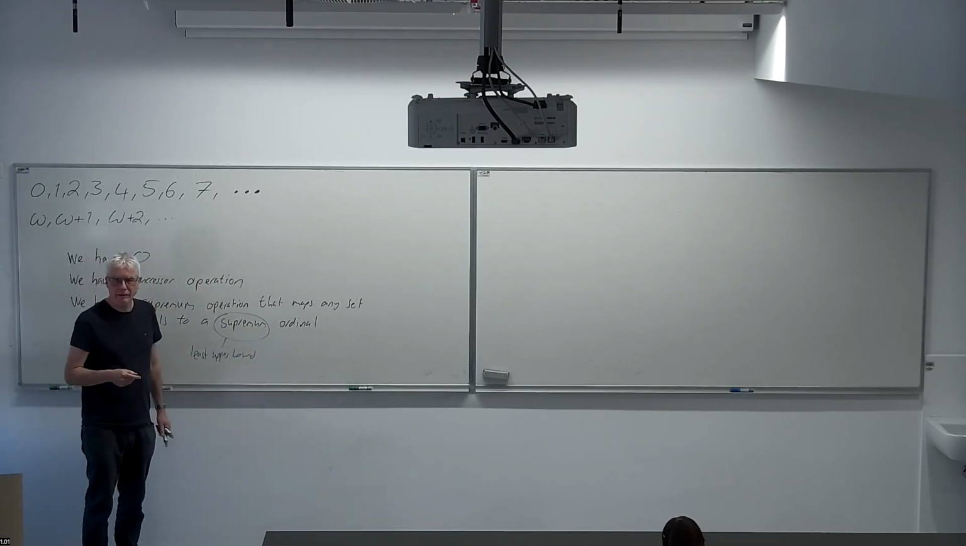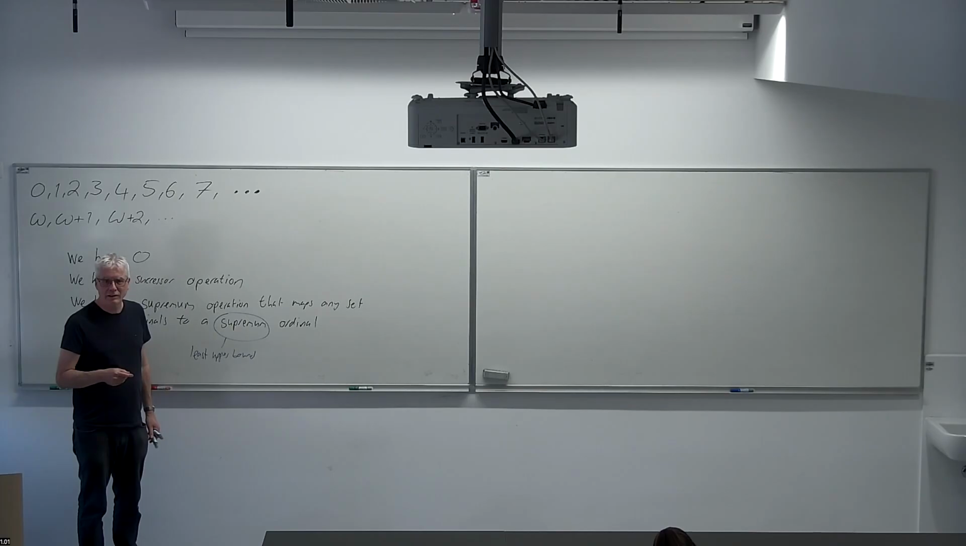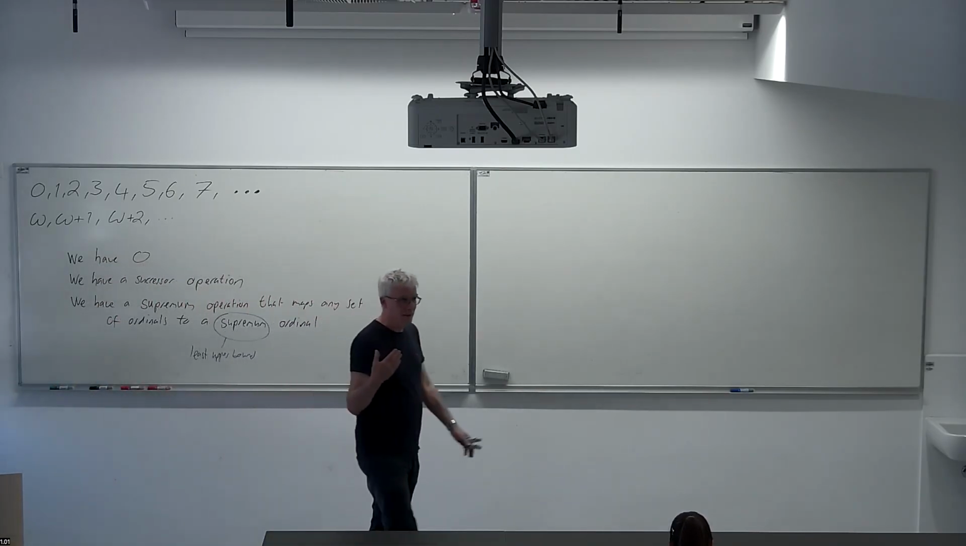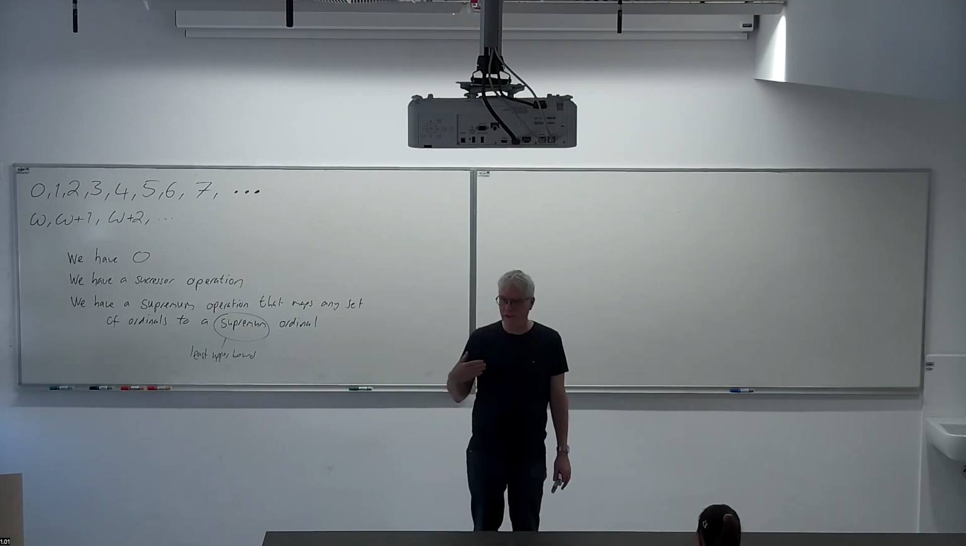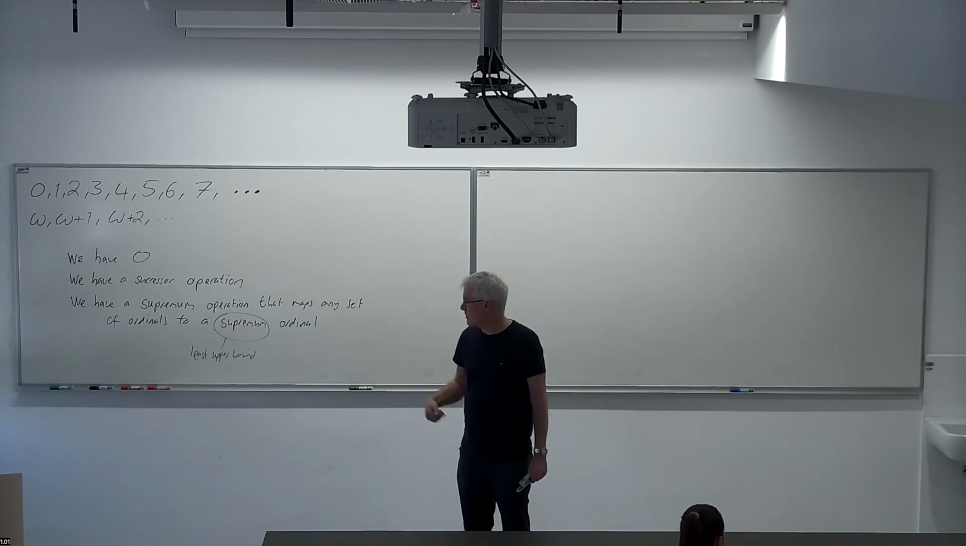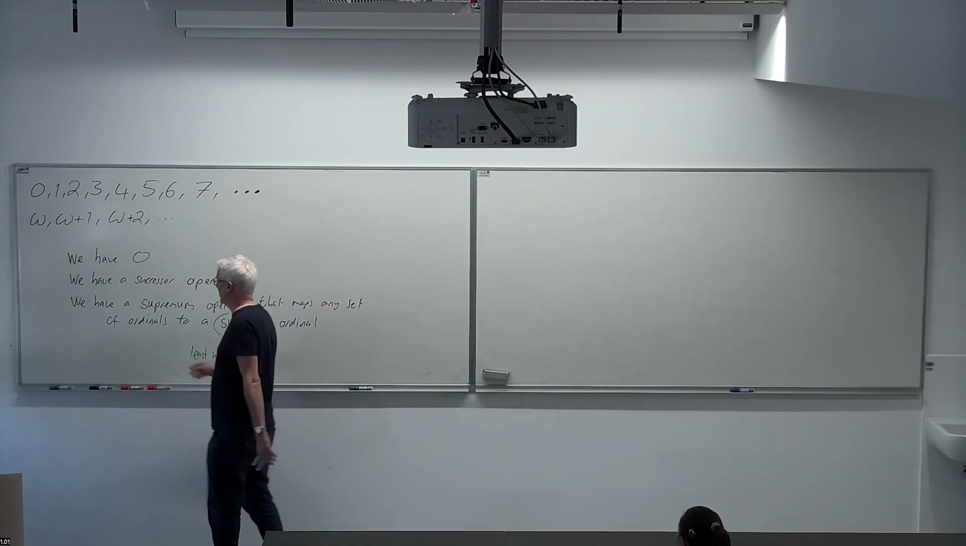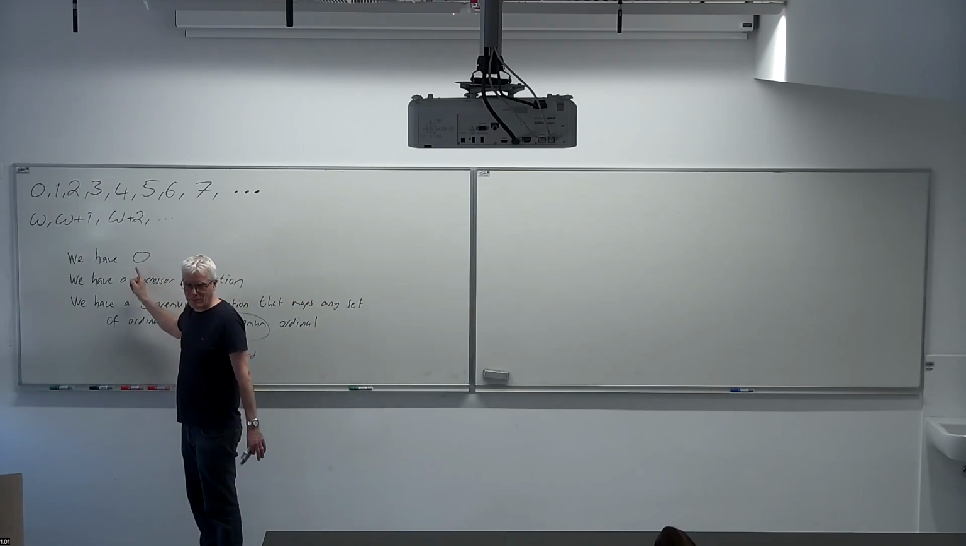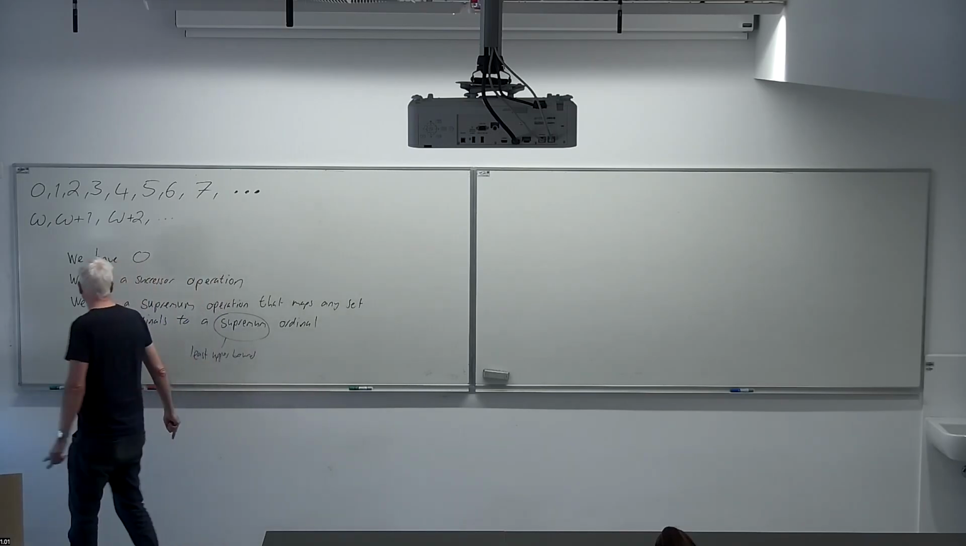Yeah? Sorry? The set of ordinals is empty. Well, if the set of ordinals is empty, we have a supremum from an empty set, which is the smallest ordinal. So the supremum operation won't give us something new, it'll give us back 0. But we still have the supremum of an empty set.